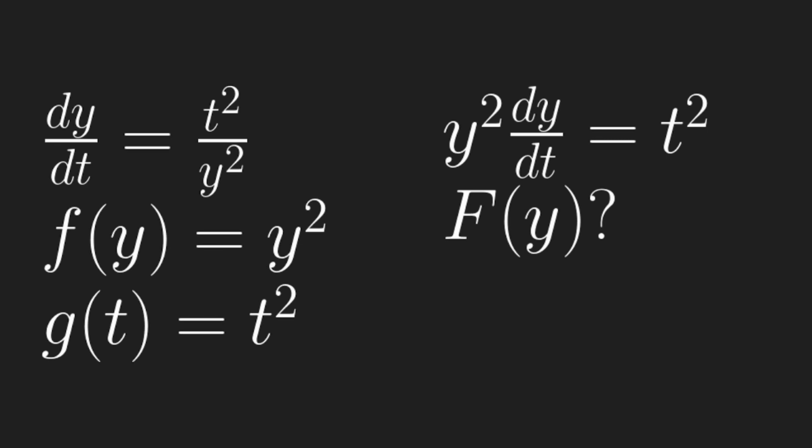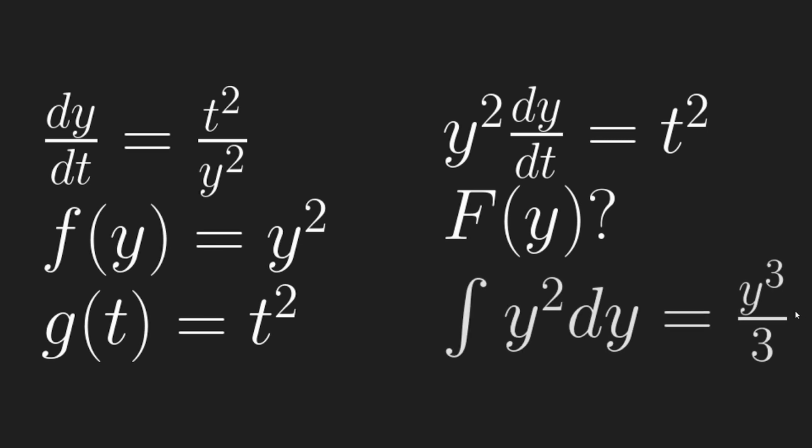We'll multiply both sides by f of y first. So what is big F of y? Just take the antiderivative.